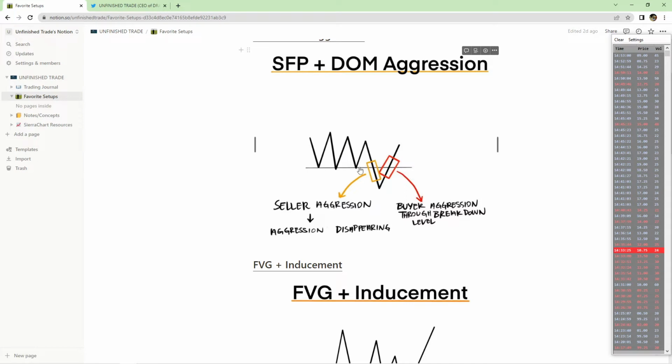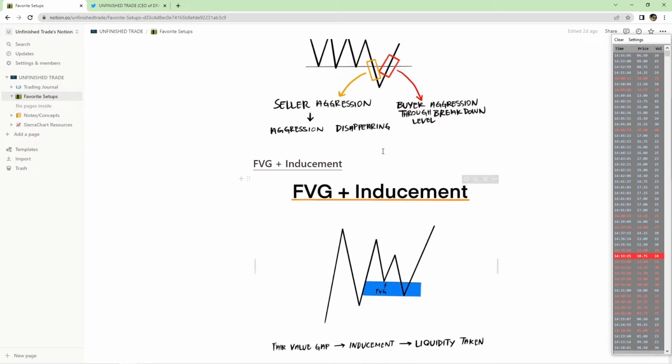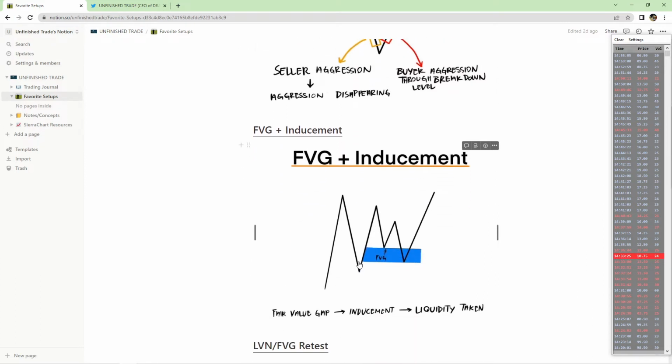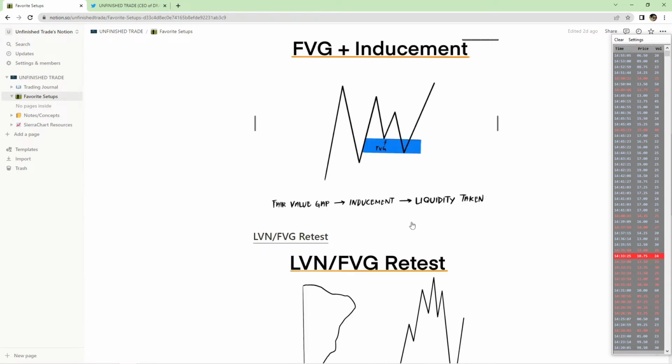Really in this scenario, we have those inducement lows, which you could say are kind of like this. We have aggression down, and then we have aggression back up, and that's what creates that trap. And it's essentially this as well, kind of same thing. We have that fair value gap, and then we have this inducement right here, and then we dip below it, take the liquidity here, and then we rally.